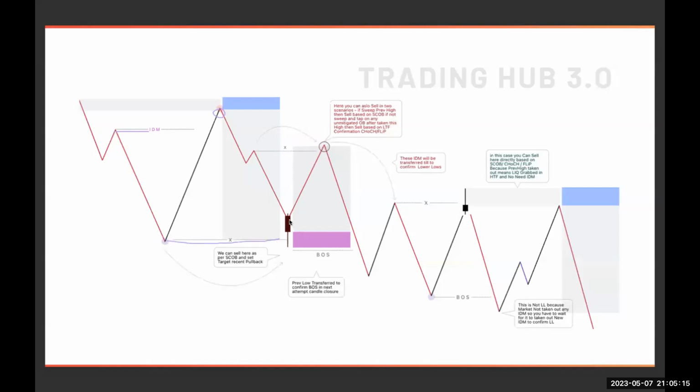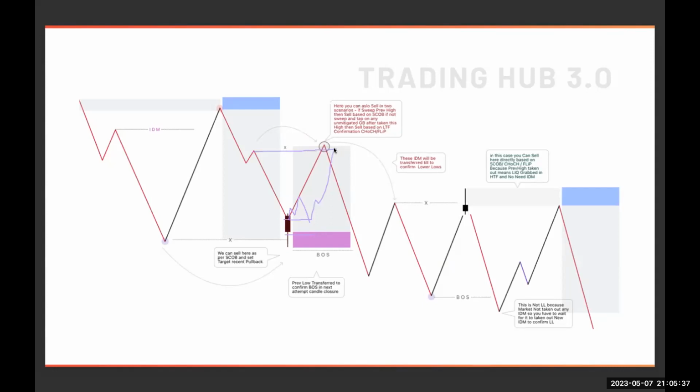You can also buy here, but for the short term, because the pro trend is bearish. So simply if market gets here, next candle closes above it and on the third candle mitigation, you can buy here for the short term till this high is broken. Okay, so this is the process for short term buy and sell.